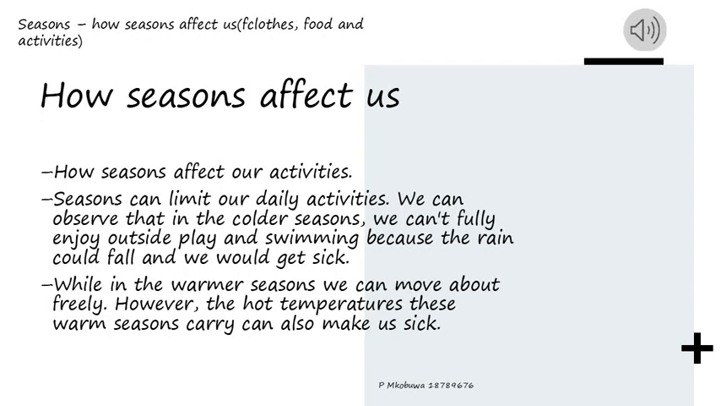Now we are going to talk about how seasons affect our activities. Seasons can limit our daily activities. We can observe that in the colder seasons, we can't fully enjoy outside play or swimming because the rain could fall and we could get sick. While in the warm seasons, we can move about freely. However, the hot temperatures these warm seasons carry can also make us sick.